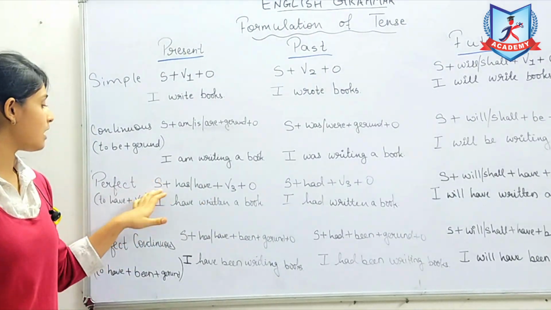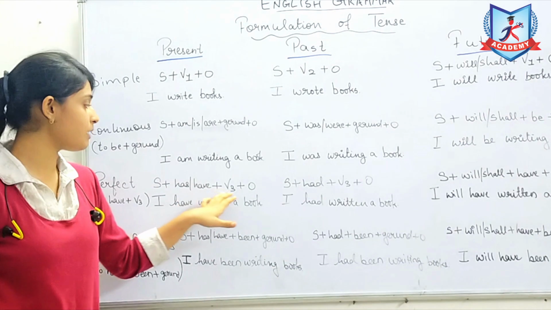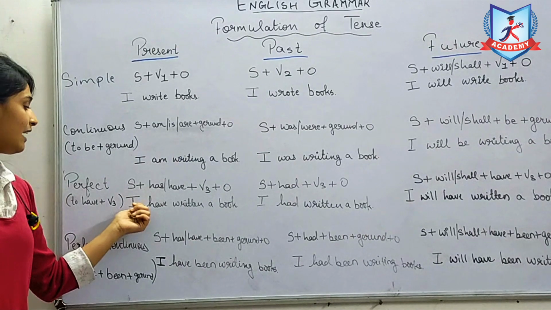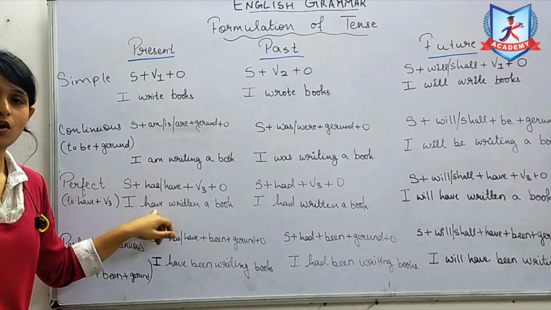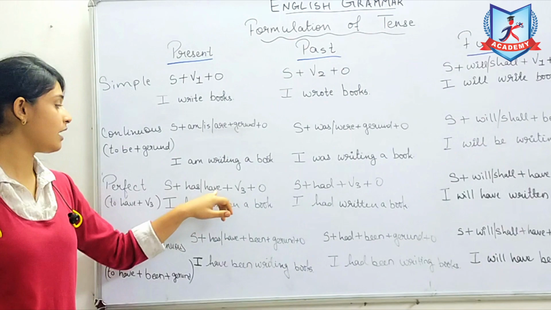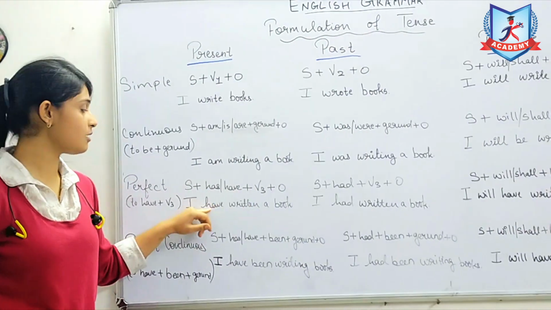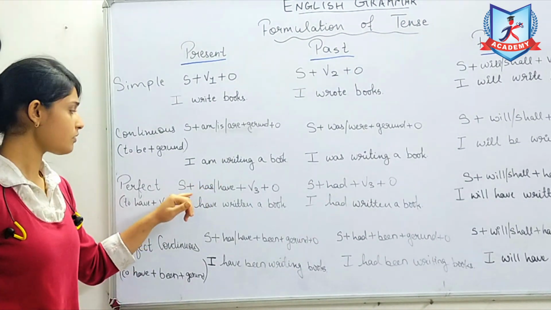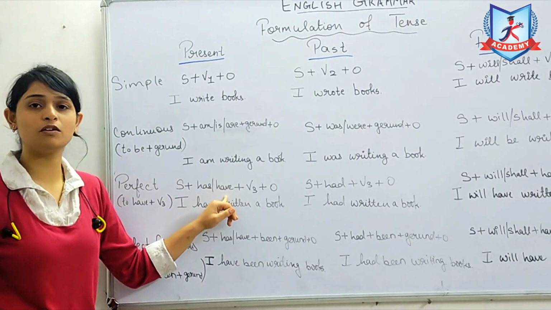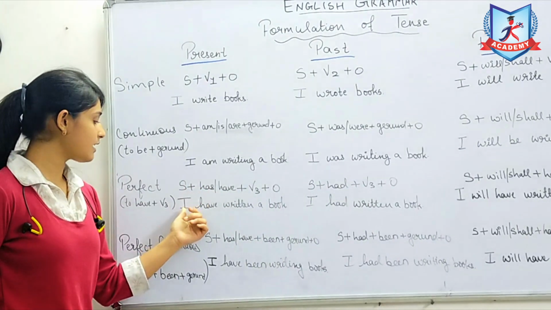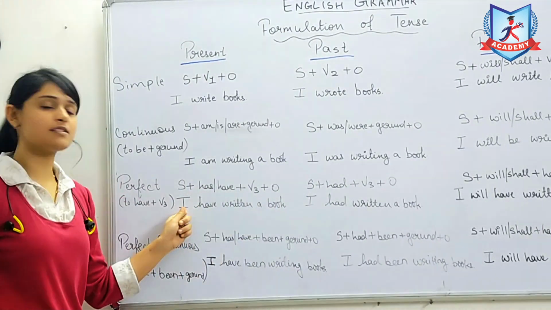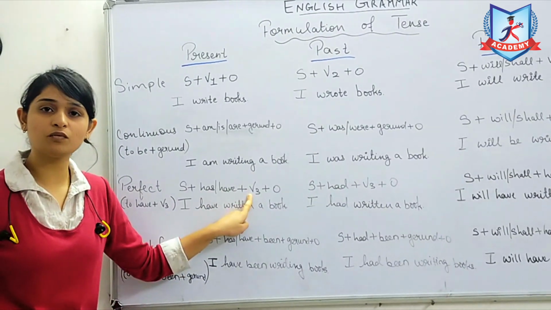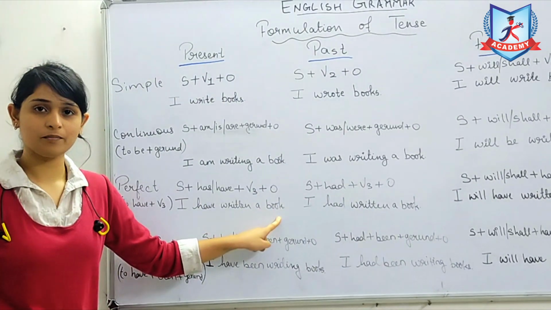So the formula becomes subject plus has or have plus V3 form of the verb plus object. अगर subject I है तो I would have to use have. We, you और they है तो भी हम use करेंगे have. But if my subject is he, she or it, तो मैं उनके साथ has use करूँगी. So based on the subject has or have हमें use करना है. In this case, I have written a book. I is my subject. Have is the helping verb. Written is the V3 form of the verb, and the object is a book.